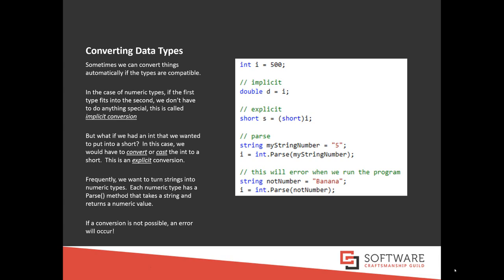Finally, I'm going to show you an example of an error. Here I've created a string variable called notNumber, and I've assigned it the value of banana. If I try to set the variable i to the int.Parse of banana, that makes no sense at all and will throw a runtime error when we run the program.